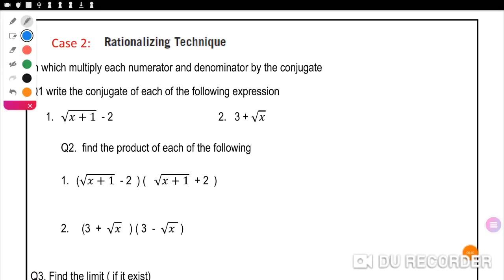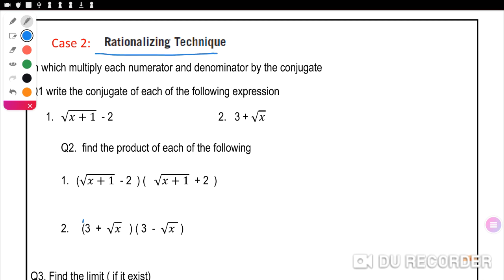Hello guys, welcome to continue our lesson on how to find the limit of a rational function. In the previous video, I showed you how to find the limit of a rational function using the dividing out technique. In this lesson, I'll show you how to use the rationalizing technique to find the limit of a rational function.